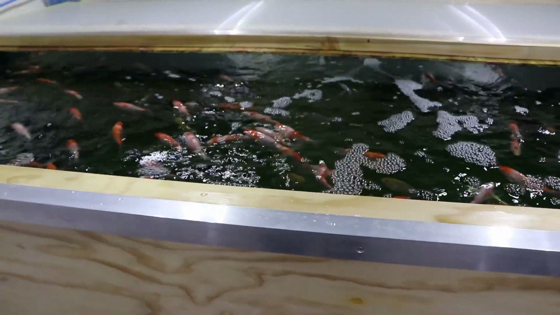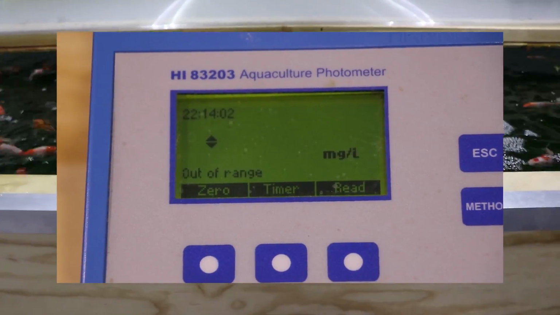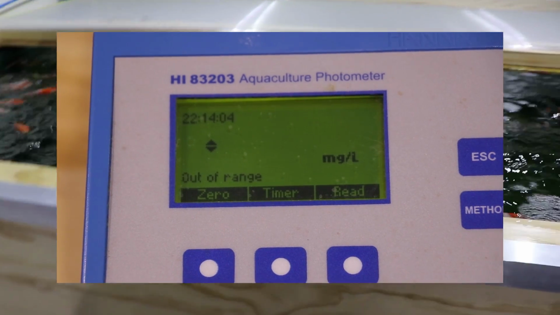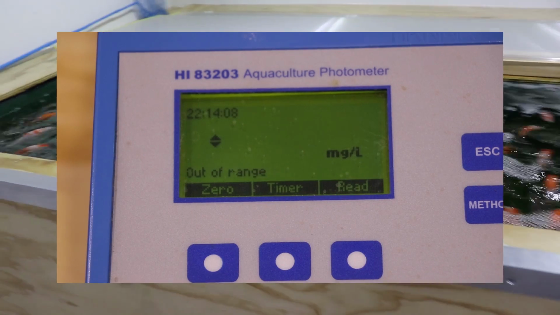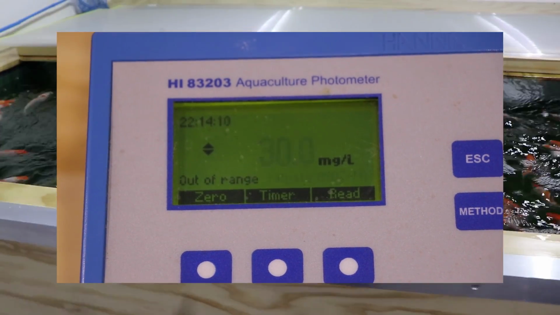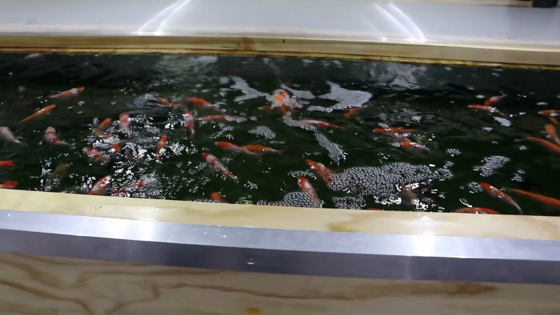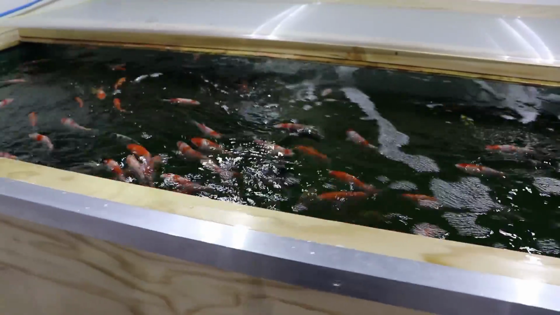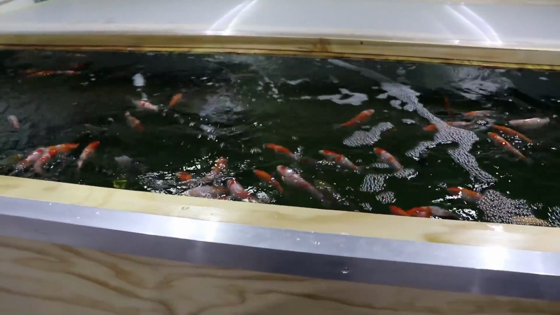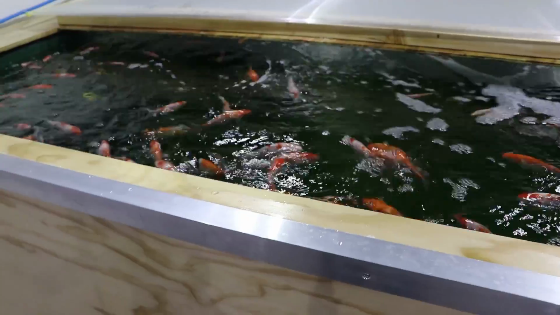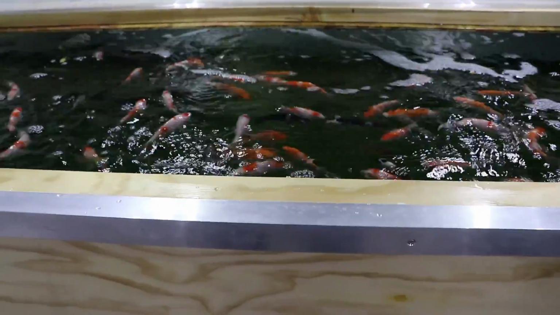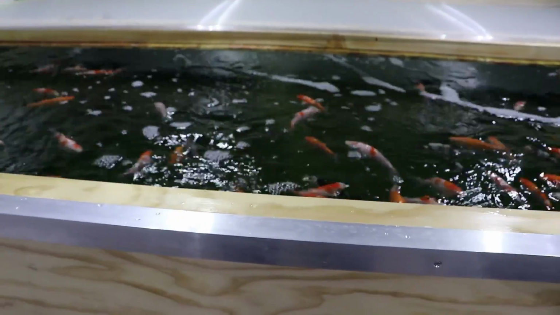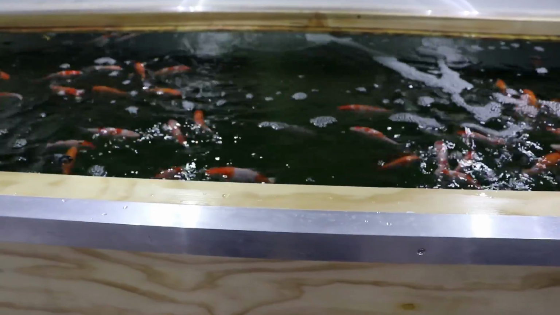But I also tested nitrate, which is 30 milligrams per litre, as you can see right now, and that is also a high level of nitrate, but nitrate's not really much of a problem. It can affect the skin quality and colours of fish, but I'm not too much bothered about that at this point. It's obviously not as bad as nitrite or ammonia, but having a high level of nitrate tells me that the nitrite is being converted into nitrate quite successfully.